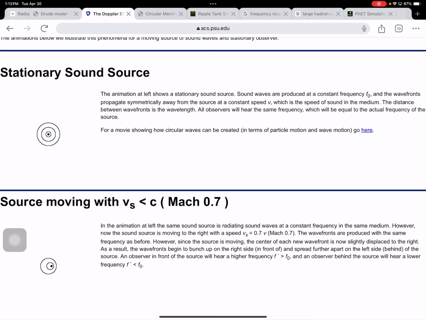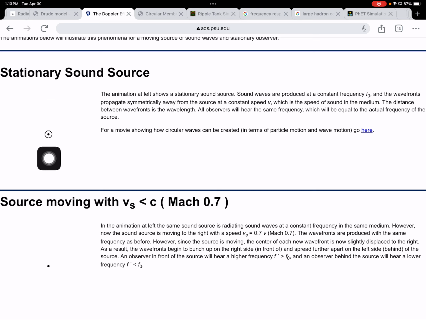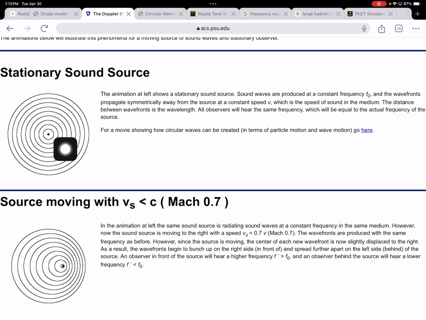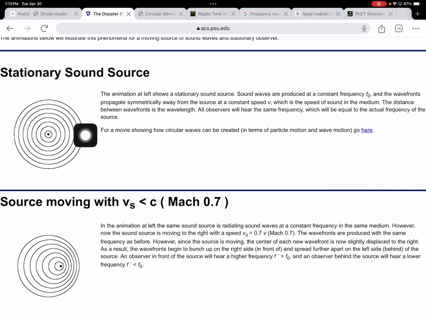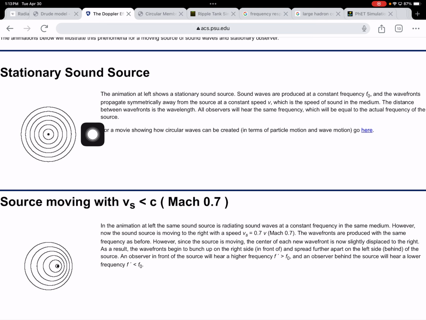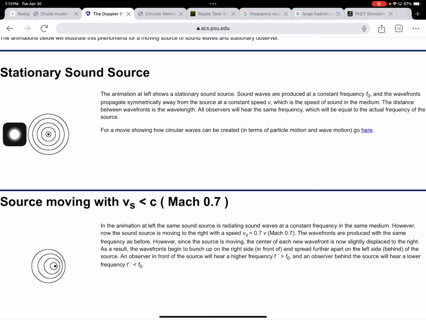All right, so this is showing you a source. Let's say it's producing 100 hertz frequency. What that means is it would produce 100 crests a second. Okay, so if you stand there and if you're not moving, if this is producing 100 crests a second, 100 crests a second will pass you. What you hear will be the exact same frequency as what's produced.